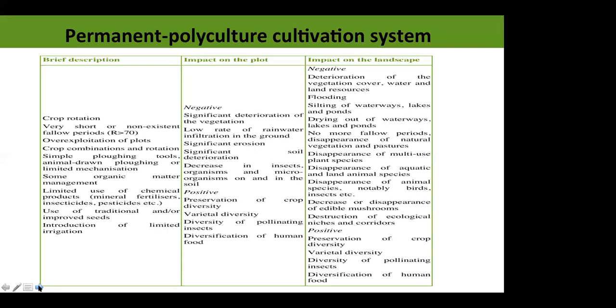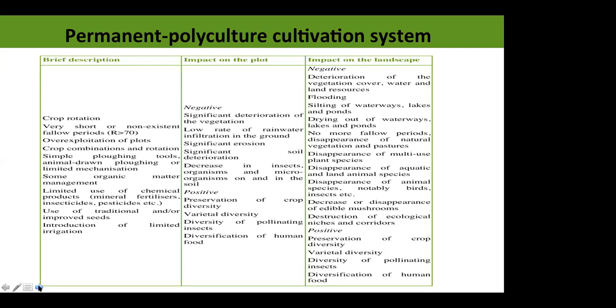Then there's crop combination and rotation in this system. There's simple plowing tools, animal-drawn plowing, and limited mechanization that is being used. Some organic matter management is also being used because they are permanent trees. So they drop their leaves, and then the leaves are degraded, and then they turn into manure for the soil. There's limited use of chemical products also in this type of system, and there's use of traditional or improved seeds. Then there's introduction of limited irrigation.